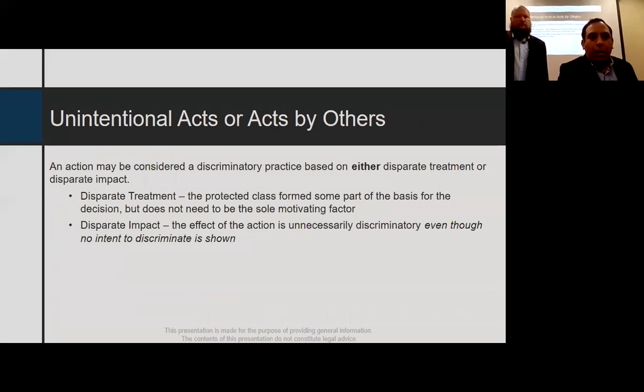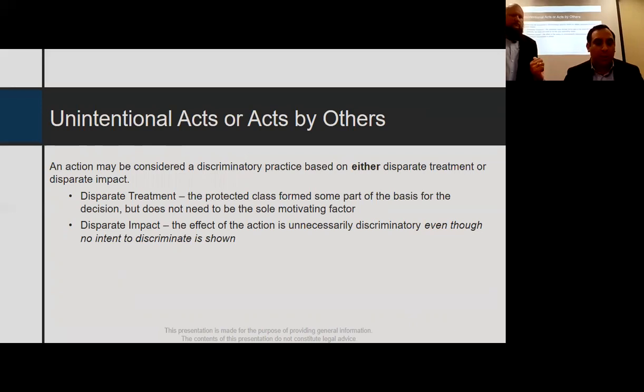So, unintentional acts or acts by others. Some of these things are, like I said, not really intuitive. You don't really think about these things, but what do they mean when you're acting in a discriminatory way? Disparate treatment and disparate impact are two different ways that somebody can discriminate against somebody. They have different meanings, and they're disguised in different ways, but at the same time have the same consequences.